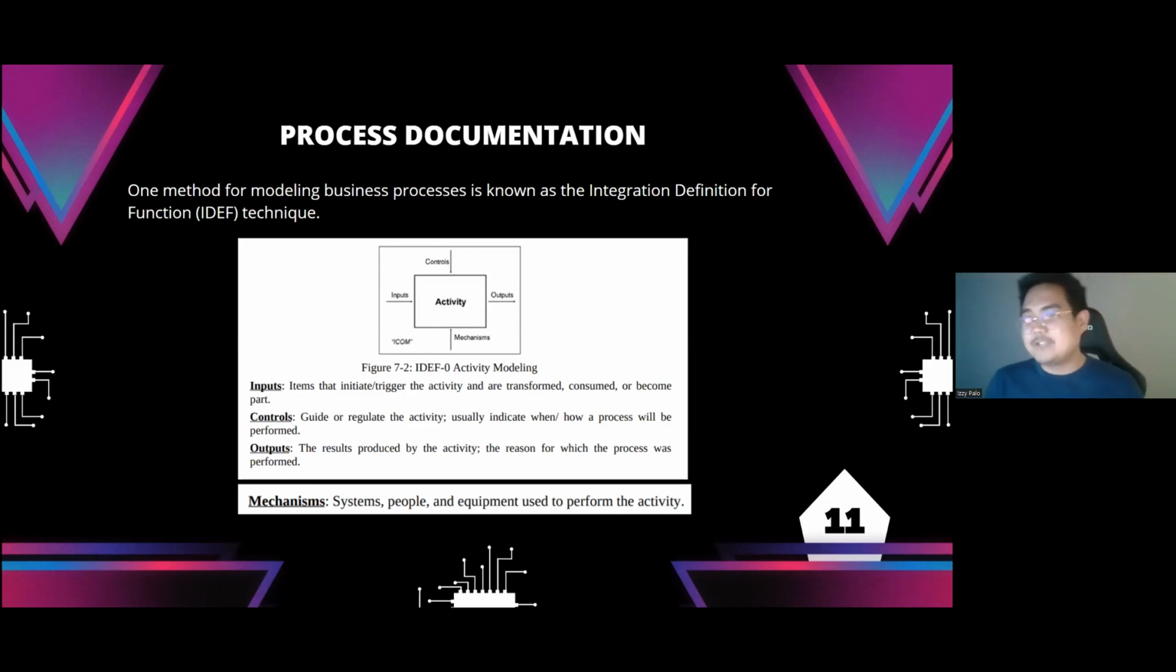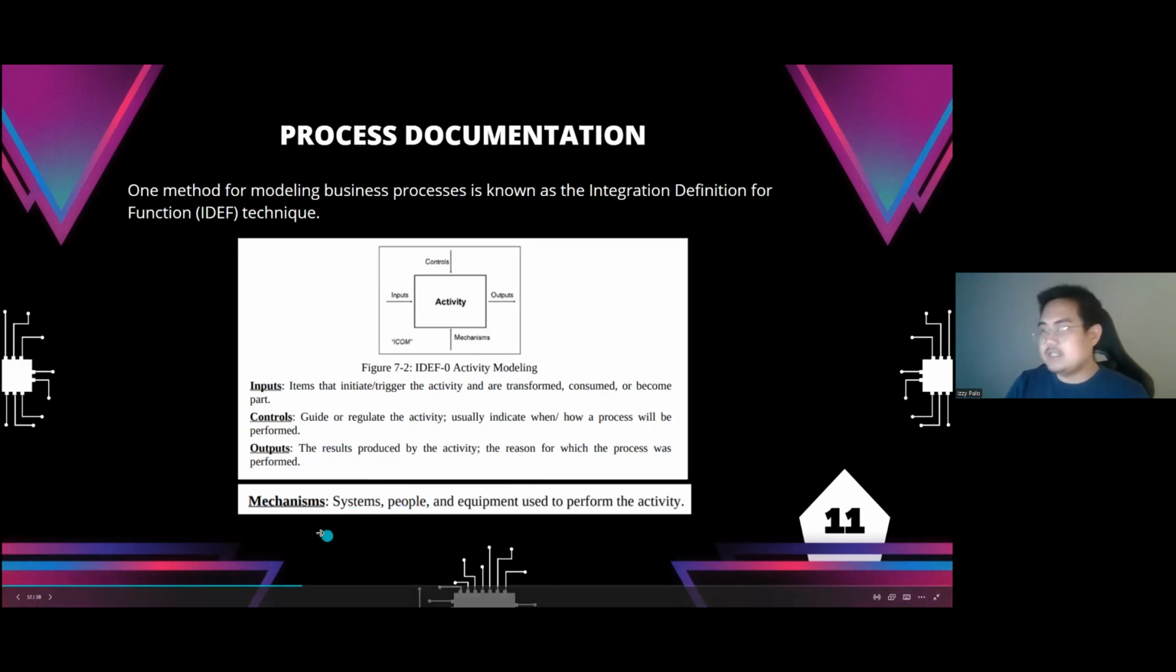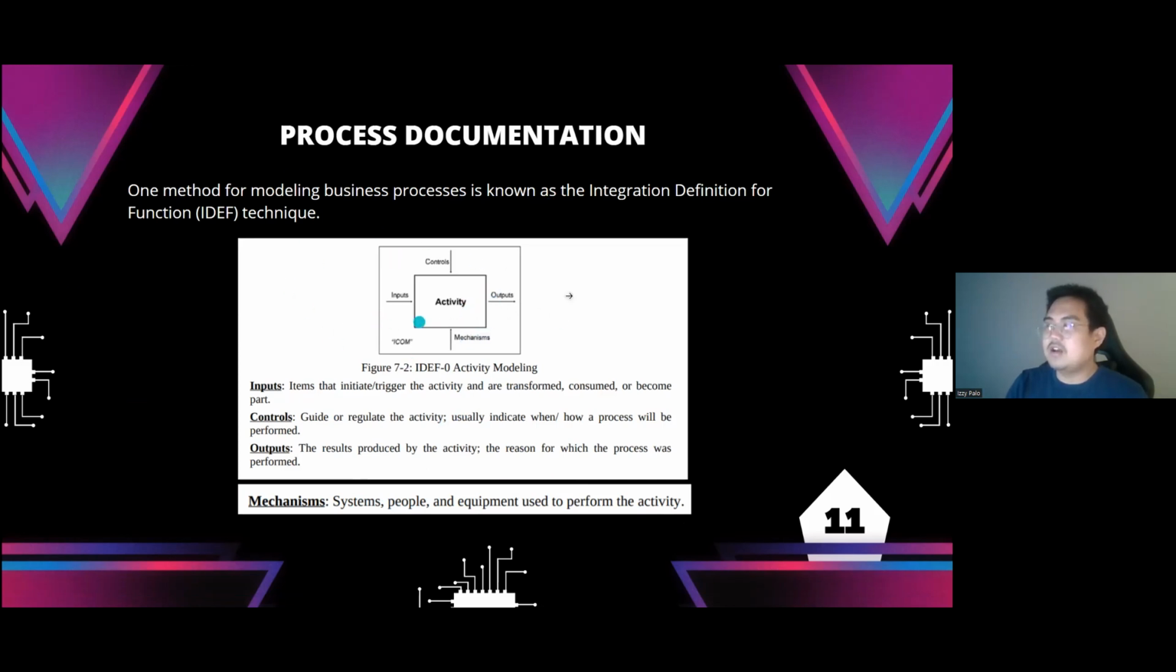IDEF uses input, control, output, and mechanism to show the parts of an activity within an enterprise, as in the illustration here. We have input: these are the items that initiate or trigger the activity and that are transformed, consumed, or become part of it. Controls guide or regulate the activity, usually indicating when or how a process will be performed. Lastly, the results or the output produced by the activity, the reason for which this process was performed. And we also have mechanisms, like systems, people, and equipment used in the activity. Whenever we want to model a process using IDEF, you should include these four.